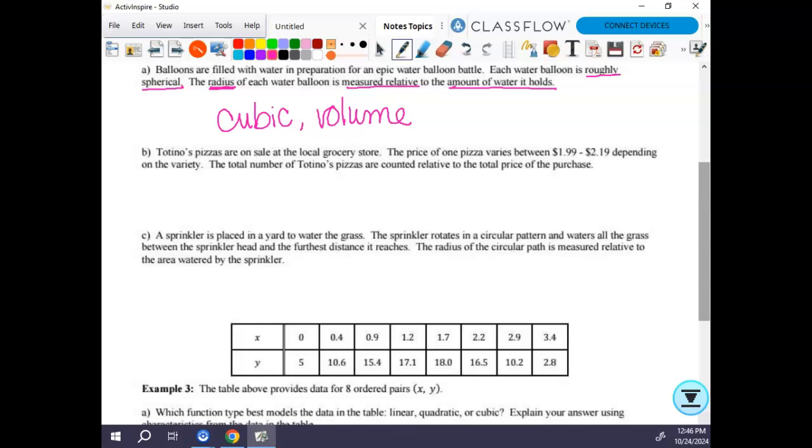Then Totino's pizzas are on sale at a local grocery store. The price of one pizza varies between $1.99 to $2.19, depending on the variety. Total number of Totino's pizzas are counted relative to the total price of the purchase. So would it make more sense if that would be linear, quadratic, or cubic? Linear, okay? Because basically the price just depends on the variety. That's all it is. So linear, price depends on variety.